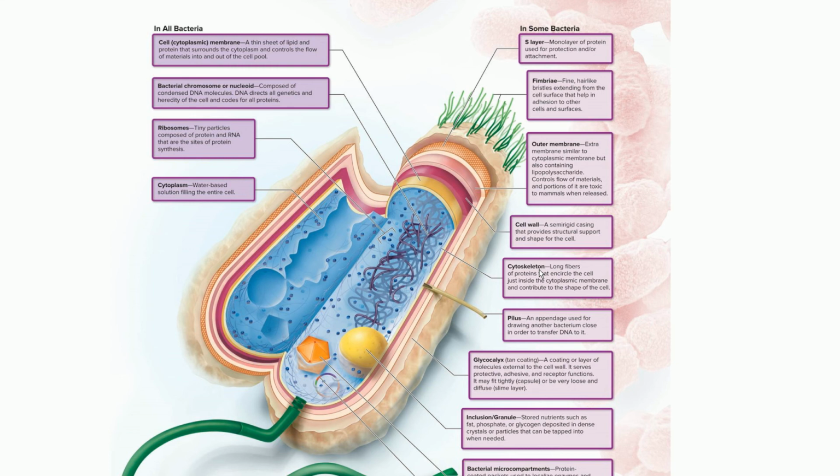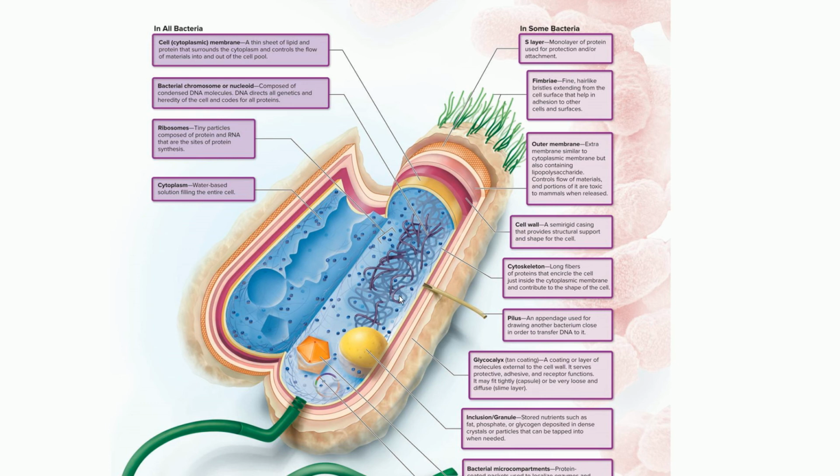Pilus. So pilus or pili we call it. It's a kind of appendage, and this basically helps in the process of conjugation, in which two bacterial cells can come close to each other, they can conjugate, and they can exchange genetic material with each other. So that is the pilus.